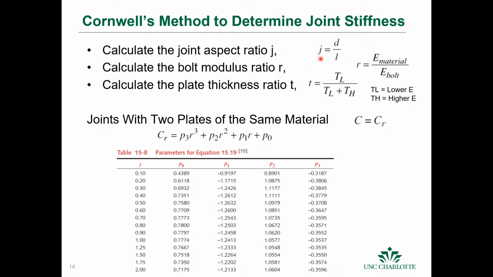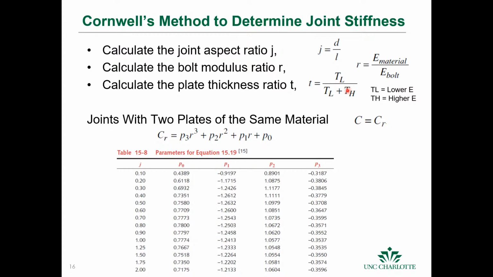Okay, and so in this approach we calculate a few things. We calculate the joint aspect ratio, which is the diameter over the length. We calculate the bolt modulus ratio, which is the modulus of the material over the modulus of the bolt, and we calculate the plate thickness ratio, T, which is the thickness of the lower modulus of elasticity material divided by the thickness of the lower modulus of elasticity material plus the thickness of the higher modulus of elasticity value.